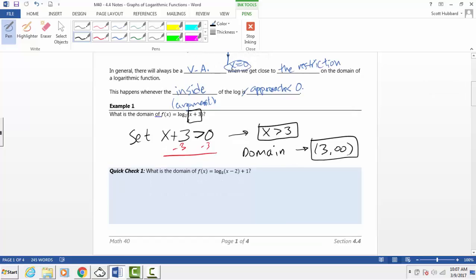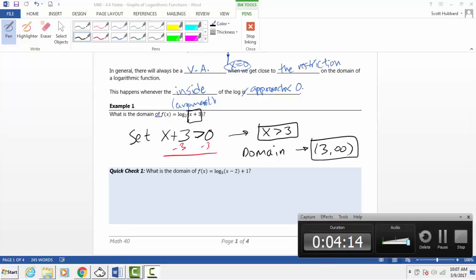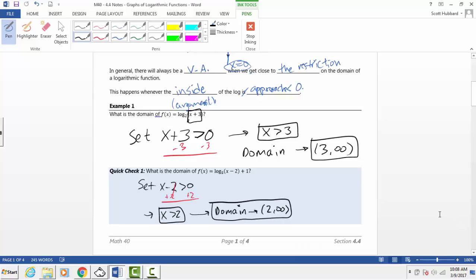So go ahead and you try. Can you try to find the domain of this log function? Go ahead and work on it, pause the video, and then come back and we'll take a look at the answer. Okay, and we're back. So this is what I got for the domain. x has to be bigger than 2, and so the domain is going to be 2 to infinity. And hopefully you got the same answer.